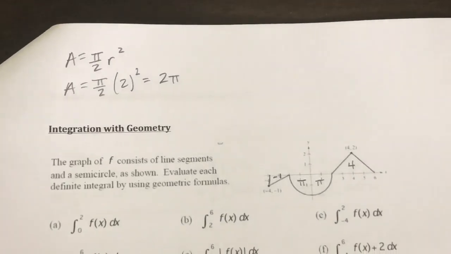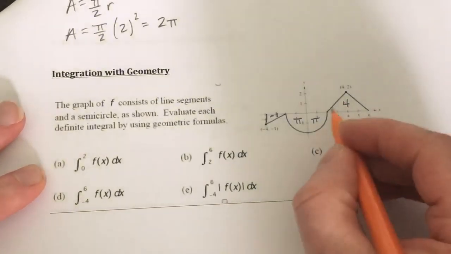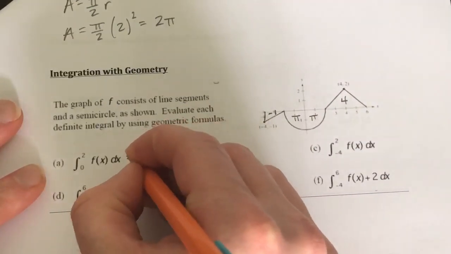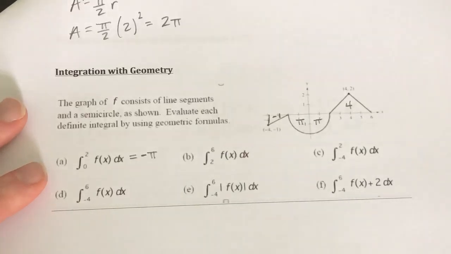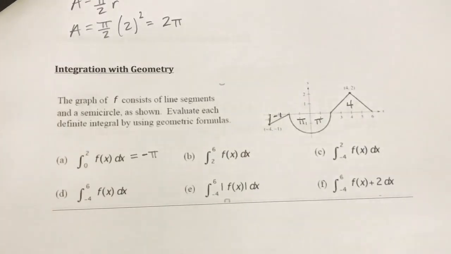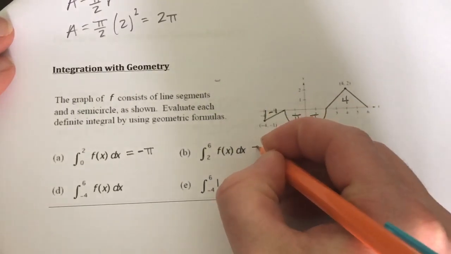Okay, now the integral from 0 to 2. Okay, so it's this area right here. It should be a -pi because it's under the curve. It's under the y-axis. So anytime it's under the y-axis, it's going to be negative. Part B, the integral from 2 to 6 is this area right here. It should be 4.